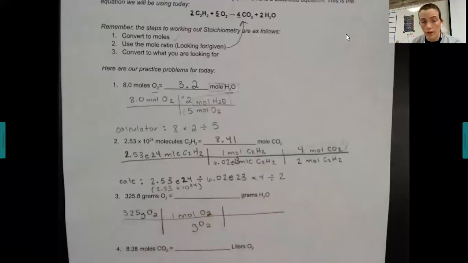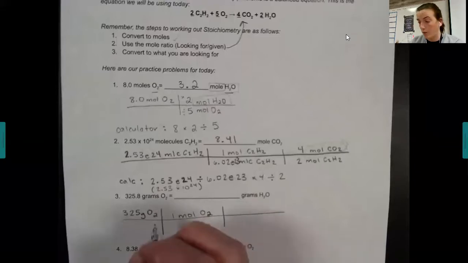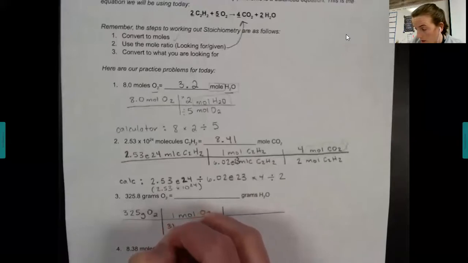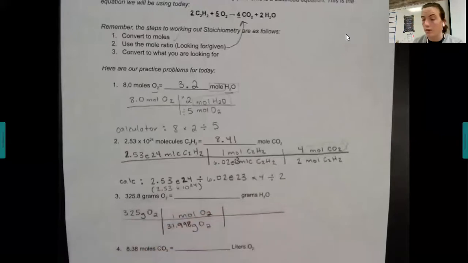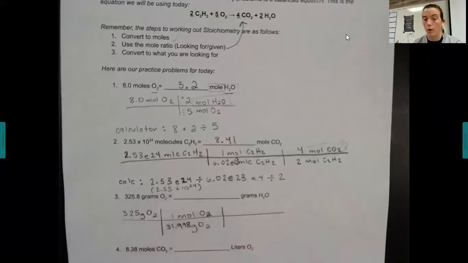And then we're going to look at the periodic table. We're going to look at the atomic mass for oxygen, and it should be 15.999. And there's 2 oxygens, so we're going to multiply 15.999 by 2. And that gives us 31.998 grams of oxygen for every 1 mole. Okay, so this is step 1. We've converted it to moles.